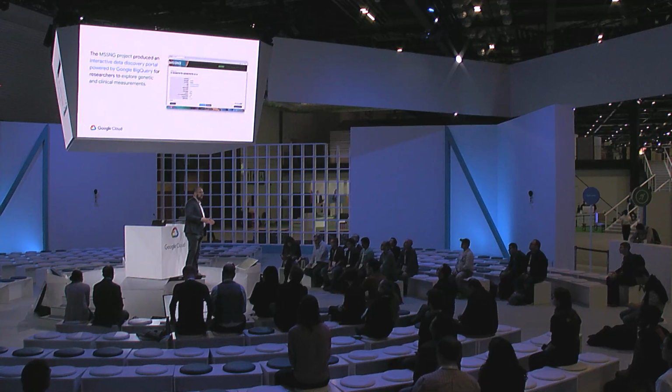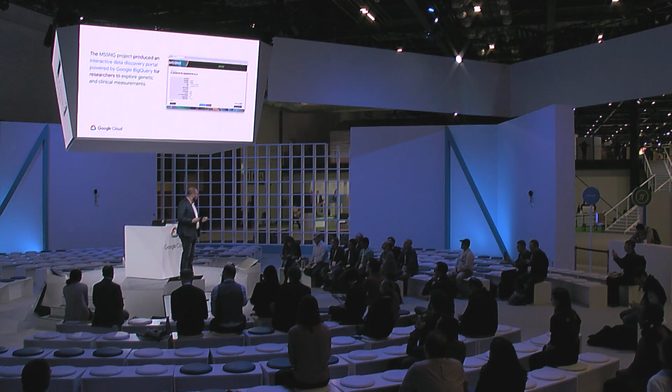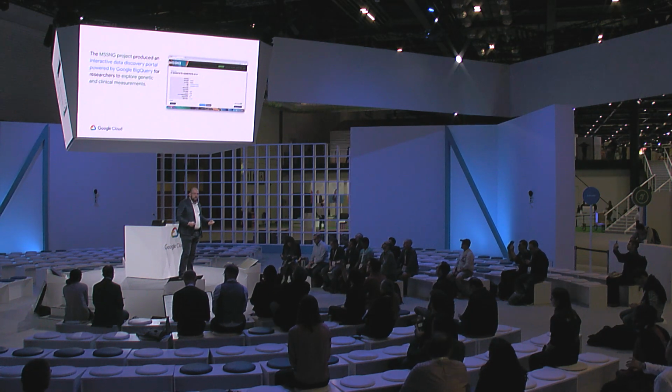Importantly, the Missing Project, which is the name of the data set, they even created an interactive data discovery portal for researchers to go and use the data themselves. They've gathered not only the genomic data, but clinical data as well. And as I mentioned, they're using Google BigQuery under the hood in order to power this analytics engine. So researchers can go ahead and get started using this data set and exploring it on their own.